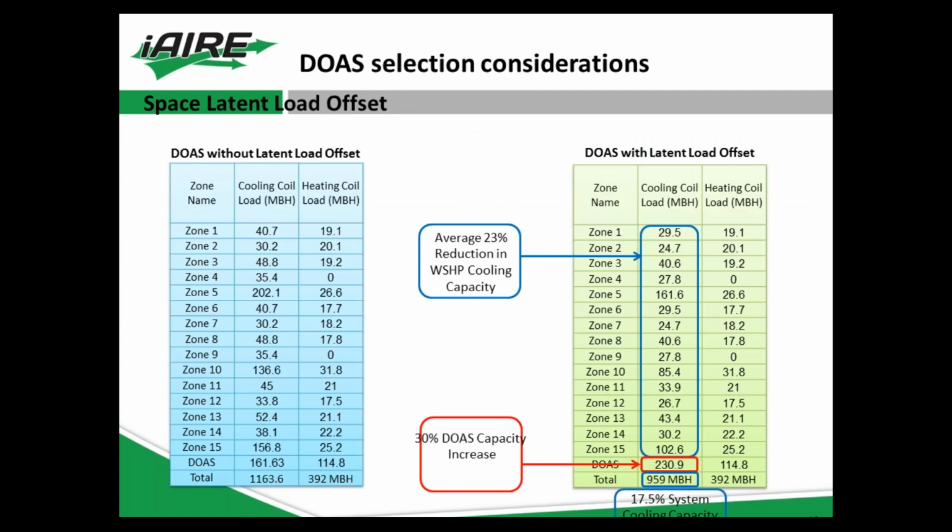And this is just a quick example that I ran through. So you see there a building with 15 zones, a DOAS unit without latent load offset, and a DOAS unit with latent load offset. So you do increase the size of your packaged DOAS unit by almost 30% there. You can see 230 MBH versus 161. But overall, if you can offset the cooling coil load of each individual zone, you're saving 17.5% cooling capacity reduction of that system itself.